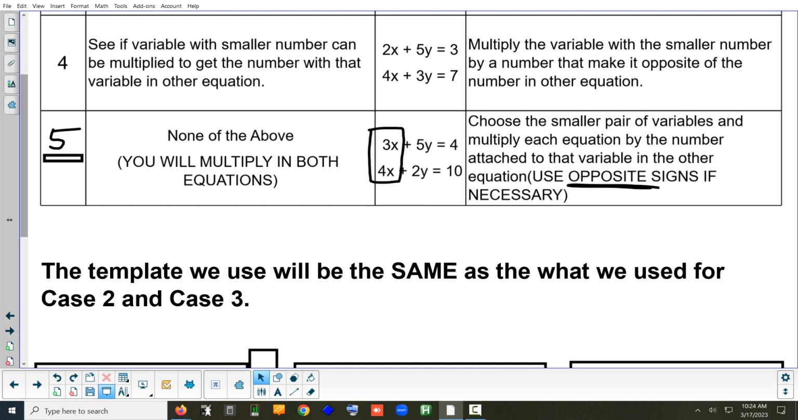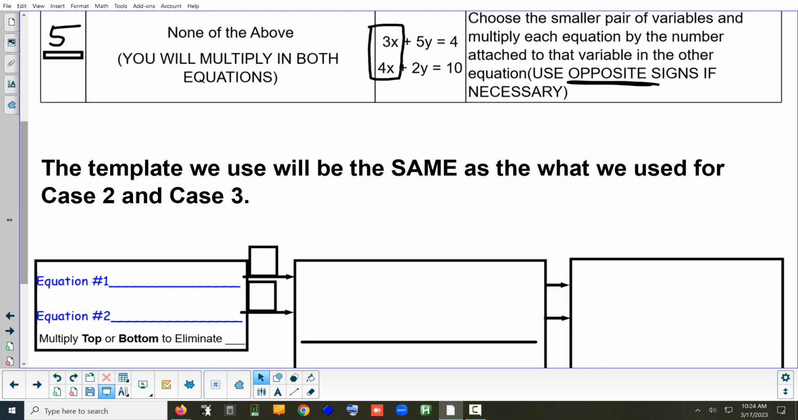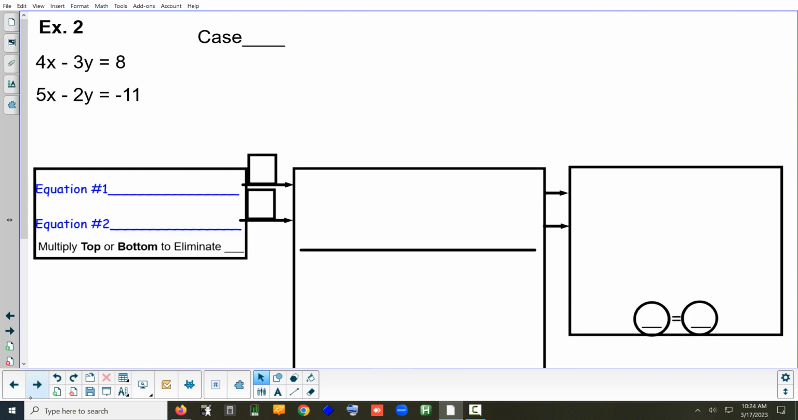Again, the top equation is going to get multiplied by something with a 4, maybe a negative, maybe not. And the bottom equation is going to get multiplied by something with a 3. Maybe a negative, maybe not. Depends. So in case 5, you're not putting an x in either one of these boxes. You're going to put numbers in both. Let's try case 5.